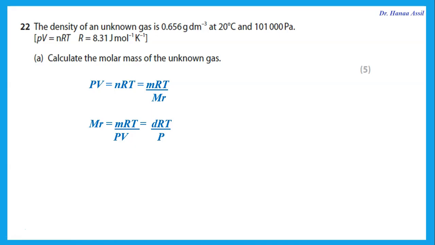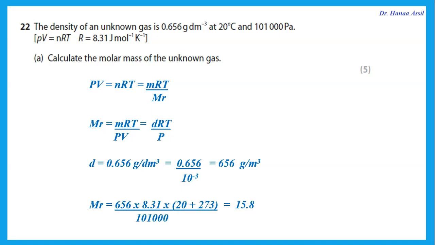So using this equation, we can put in the numbers. We're given the density in grams per decimeter cubed, but the volumes in this equation, the ideal gas law, should be meter cubed. So we need to change gram per decimeter cubed to gram per meter cubed. So this is divided by 10 to the minus 3. And that gives us this number as the grams per meter cubed.